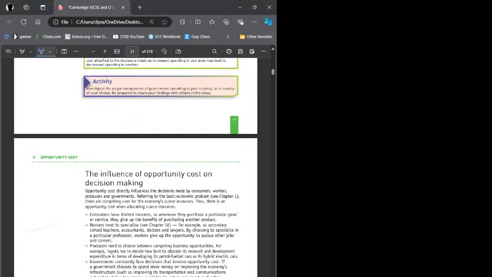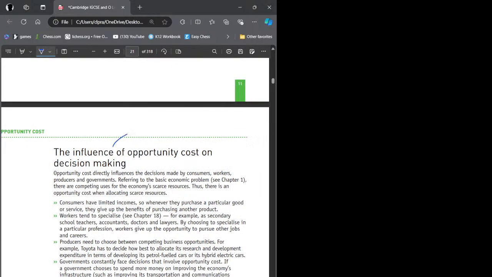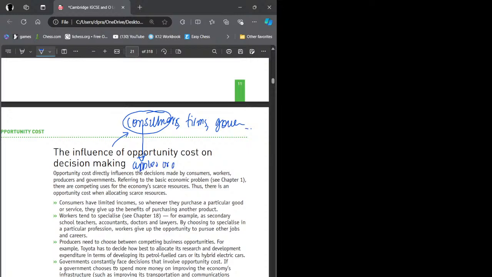The influences of opportunity cost on decision making. So opportunity cost, what's happening? Opportunity cost is experienced by everyone. It's experienced by consumers, firms, governments, and everyone. So let's take an example. Consumers experience opportunity cost when they're deciding on, let's say, what to buy. Should I buy apples or should I buy oranges? So if I decide to buy apples, then buying oranges becomes the opportunity cost. And the same way, if I bought oranges, then buying apples becomes the opportunity cost, right?